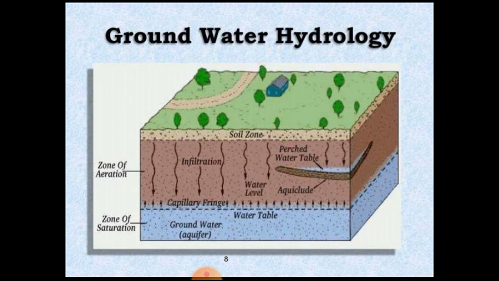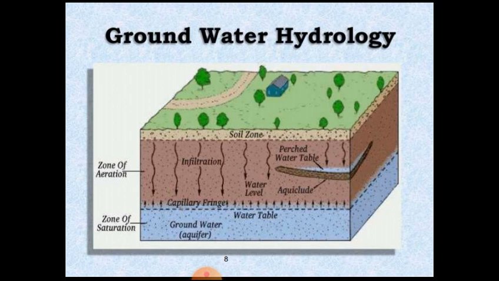Before going to that, about the water in the zone of aeration: the water is held by hygroscopic and capillary action. So in the zone of aeration we have soil water, the intermediate water zone and the capillary zone. Below the water table is the zone of saturation, and above the groundwater table we consider it the zone of aeration. So below the ground we have the zone of aeration and the zone of saturation.